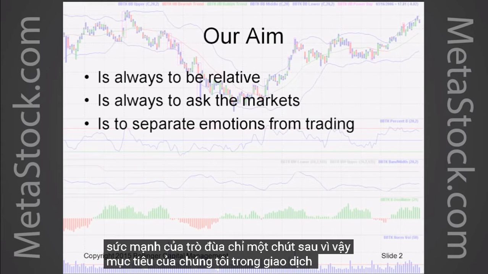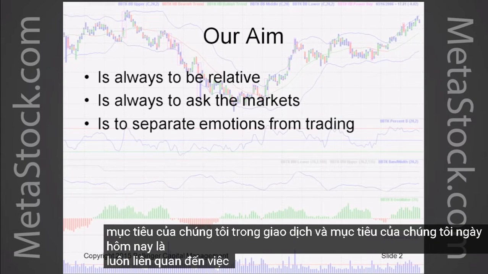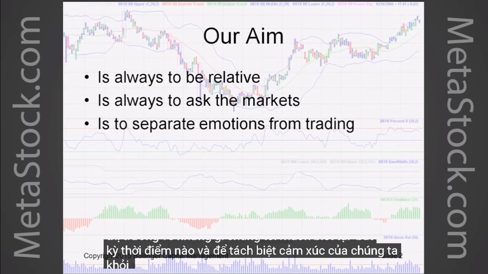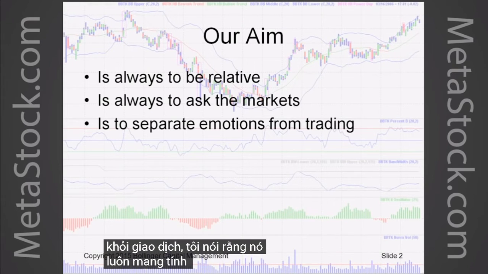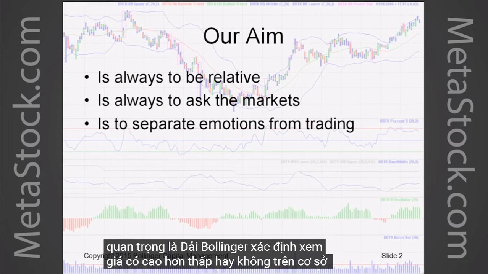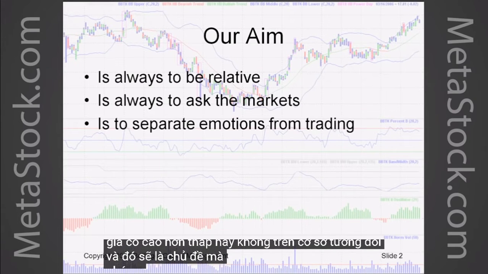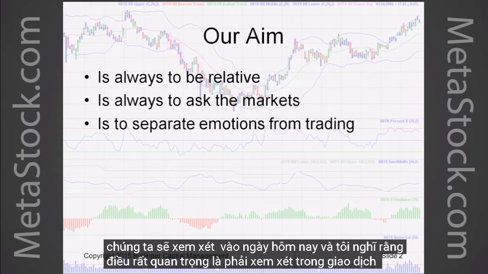So our aim in trading today is always to be relative, to ask the markets what we want to know at any given point in time, and to separate our emotions from trading. I say it's always to be relative because it's very important. Bollinger Bands define whether price is high or low on a relative basis, and that's going to be a theme that we're going to look at today, and I think it's very important to look at in your trading.